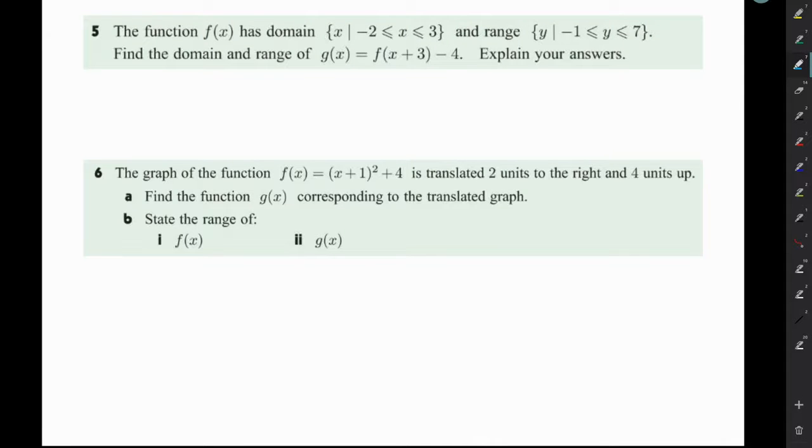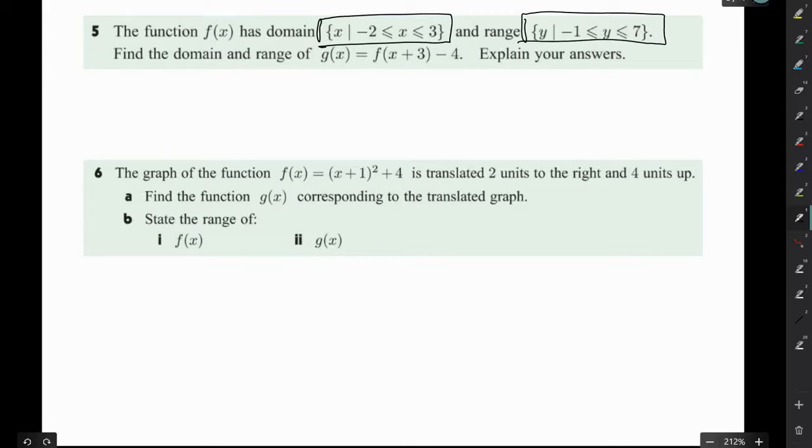Number 5 involves the domain, right? Whenever we start talking about domain and range, everyone gets very nervous, but not to fear. The function f of x has a domain. So this reads, x is the set of all values greater than or equal to -2 and less than or equal to 3. And for the range, the y values are from the set where y is greater than or equal to -1 and less than or equal to 7.